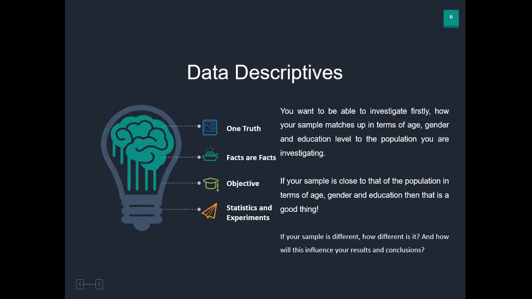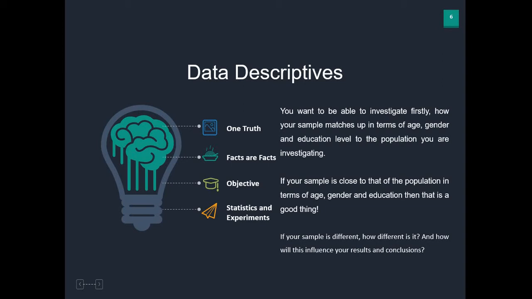And why is that important? Well, if you have a sample of, say, 100 people and your population is 1,000, then if you match up in terms of age, gender and education level to what that population actually is out of that 1,000, then you've got a rough idea that you've sampled a little bit of everything in there, that you've got a really good balance across the board, and therefore any conclusions that you make could be relatively accurate to what the population may well say.